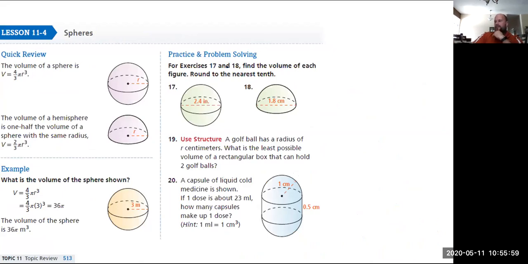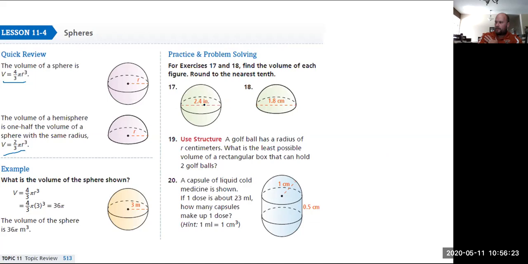So spheres, all right. We had a formula for our volume of a sphere and volume of a hemisphere. Those were two separate formulas. Again, it's 4/3 pi r cubed and 2/3 pi r cubed that we're using here. For the first part of this, it says find the volume of each figure, round to the nearest tenth. Again, it's just a matter of plugging into those formulas.